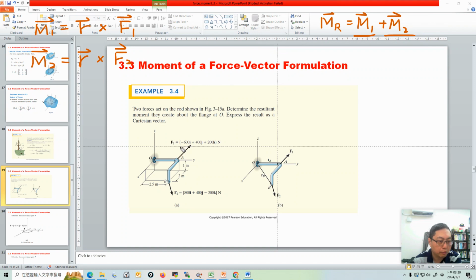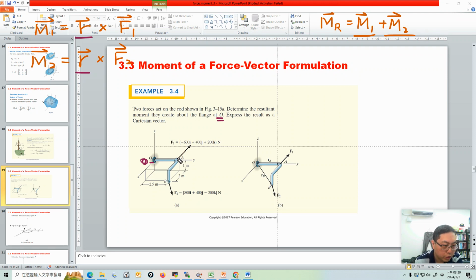Force one and force two: this problem already gives you the force vector information, which is very good. The next thing is the position vector for these two moments. What is this r? For such problems, it's very important to find the correct position vectors. Let's look at this picture. The reference point is O. This is the reference point for the moment calculation.